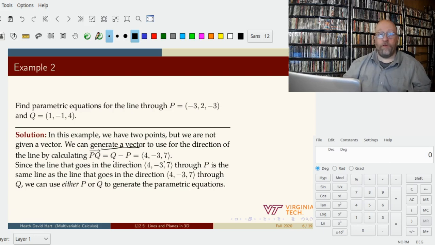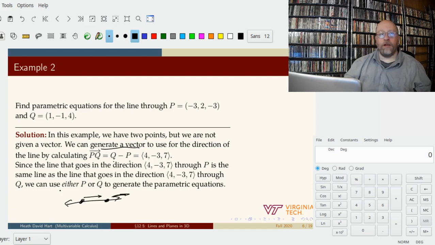Since the line goes in this direction through P, let me draw you a picture here. I have 2 points on this line. The line that goes in this direction and starts at P is exactly the same line as the line that starts at this point and goes in this direction.